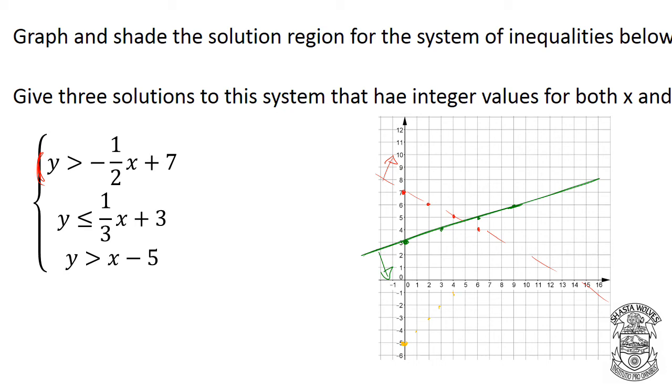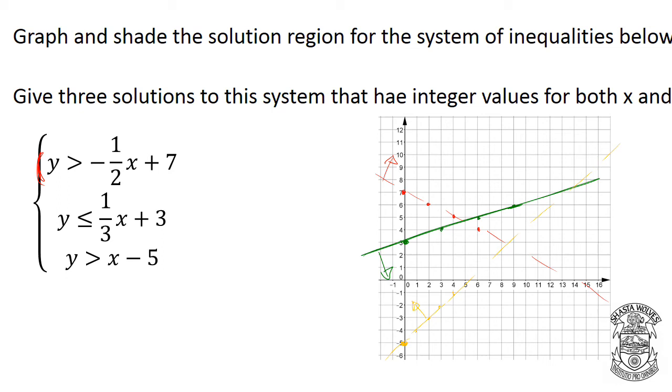And let me go ahead and grab the ruler again. And this one should be a dashed line as well. So I'm going to go ahead and draw a dashed line here. And here's my region, right? My region, well, because this one is above that line.